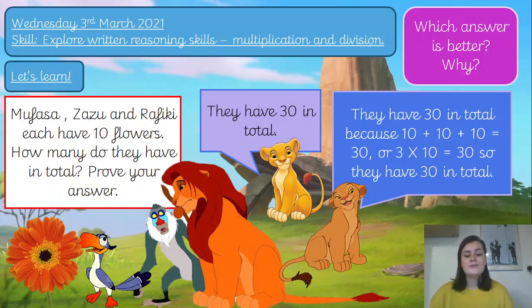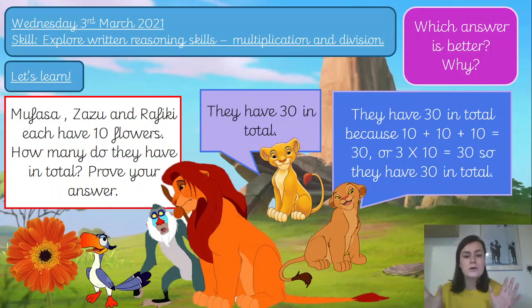Okay, so hopefully you all said that you would prefer Nala's answer. So again, she's used 'because' and 'so', those conjunctions, to really make sure it's a full sentence. I know how she knows because she's used repeated addition and multiplication there. So she's used more than one method to prove that she really has an understanding of that concept. And it is nice and short, isn't it?